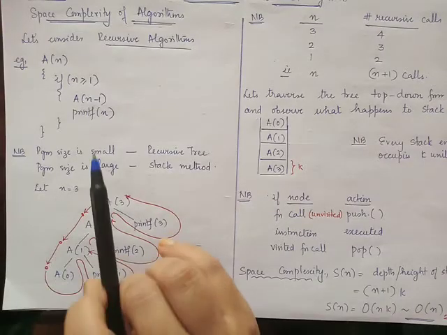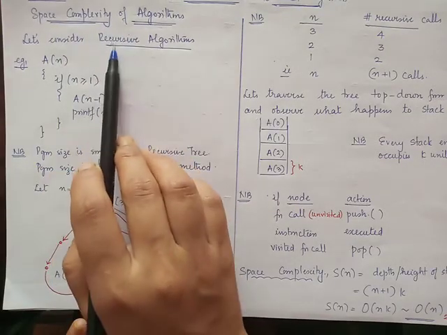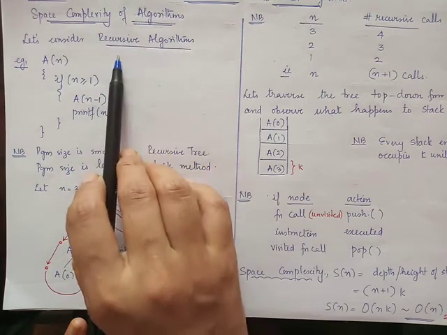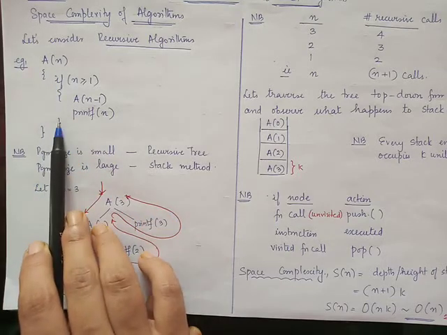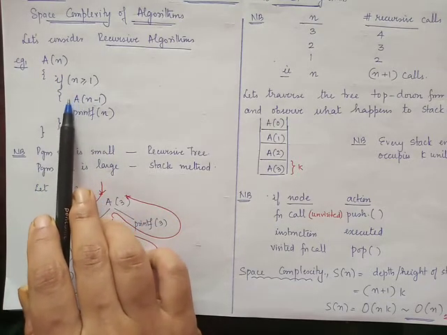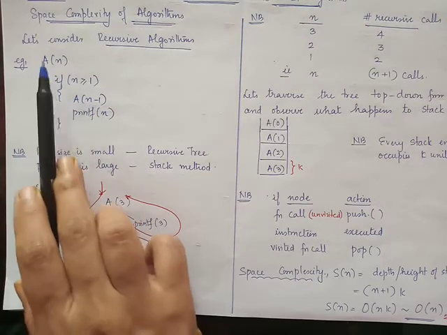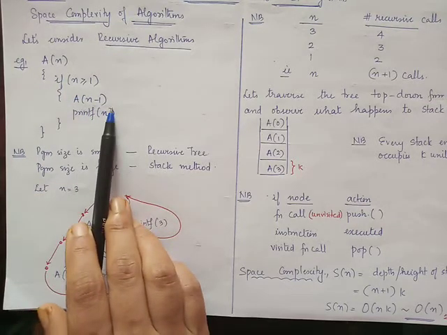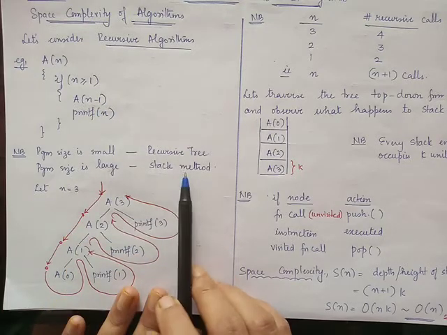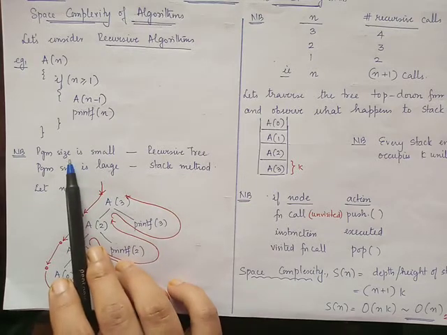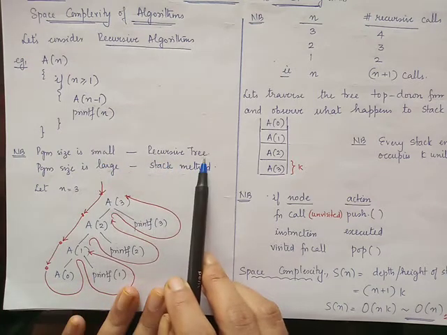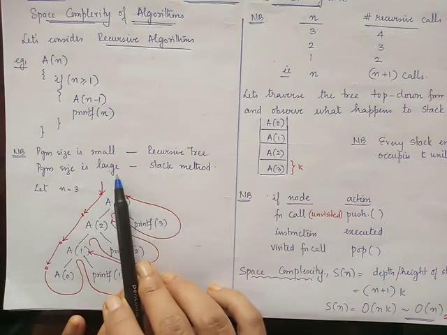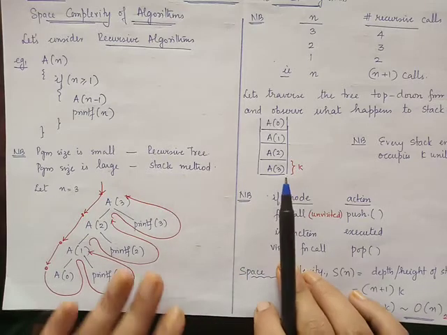Now, let us discuss the space complexity of recursive algorithms. Here a code snippet is given to us. In this case you can see that we are recursively calling this function A of n with a value n minus 1. Now there are two methods which you can use for computing the space complexity with respect to the size of the program. If the program size is small, we can draw the recursive tree and reduce it. If it is too large, then we have to depend upon the stack method.